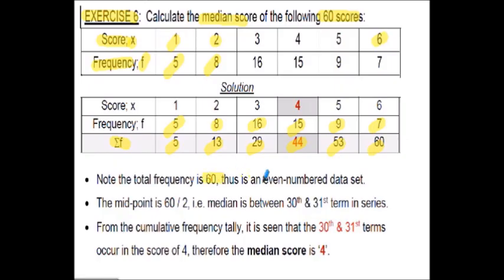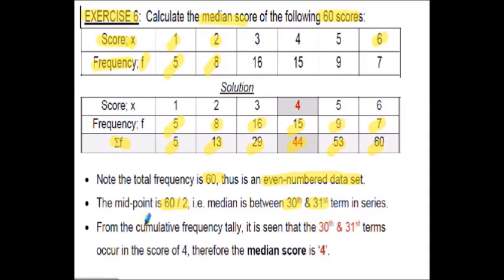So noting that 60 is an even set of data, it means the median will be the average of two middle terms. So what are those middle terms? Well, 60 divided by 2 will give me 30. So it would be the 30th and the 31st term in the series that we need to consider.